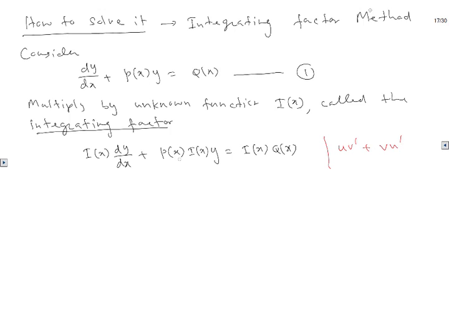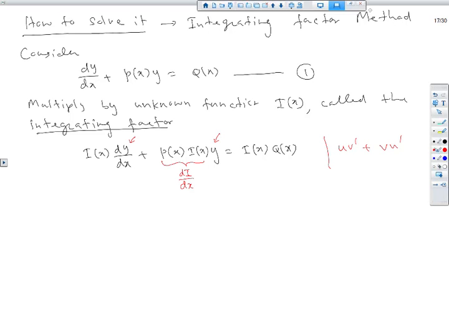That means we're going to make an assumption, because we already know that we have y and the derivative here. We want to make sure that this is the derivative of the I function. So we set this exactly equal to the derivative of that. Then the left side automatically becomes the derivative of a product according to the product rule, because you have u v prime and v u prime, all four terms. So that's the big assumption we can make.